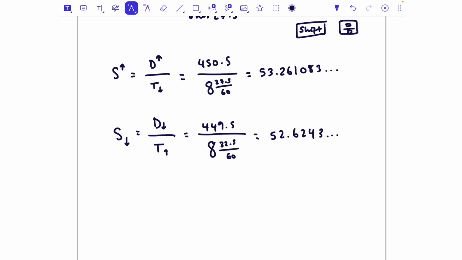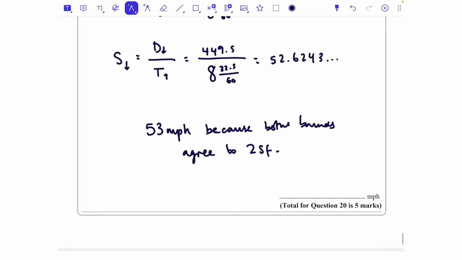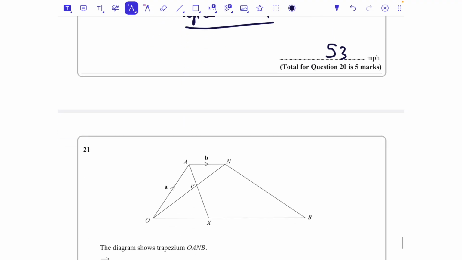So what we're going to say here is that our answer is 53 miles per hour because both bounds agree to 2 significant figures. So that is why I've gone for 53, because if you round them both to 2 significant figures, that's as accurate as you can make it, and they still agree, if that makes sense. There we go, 5 marks for that one. So 53 was my answer there, but you did need to give that reason.